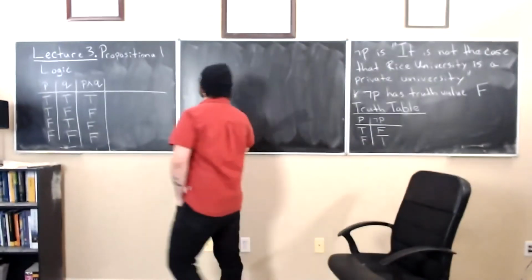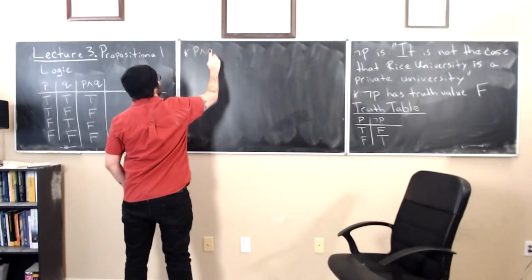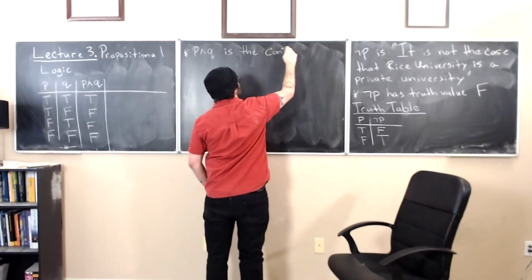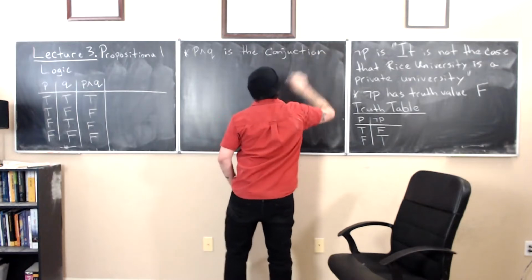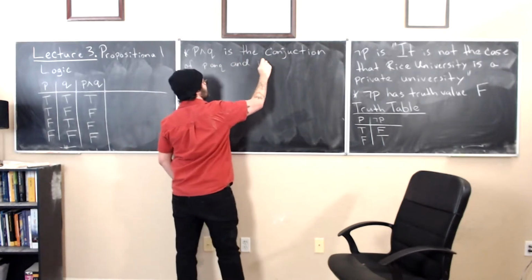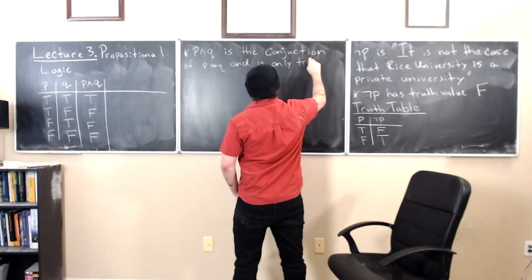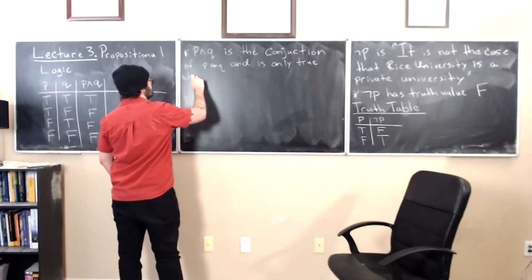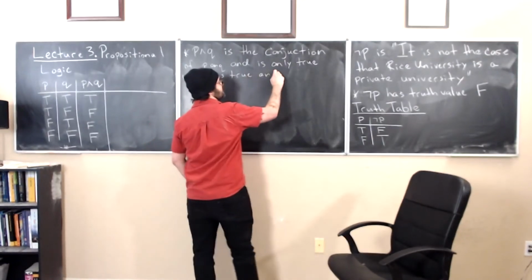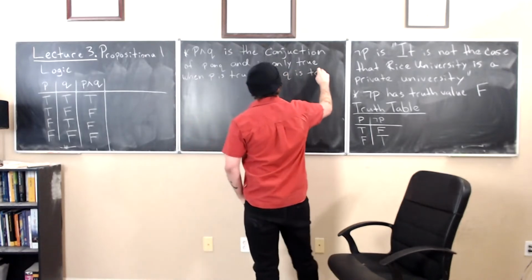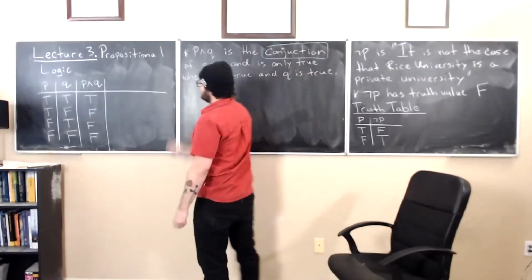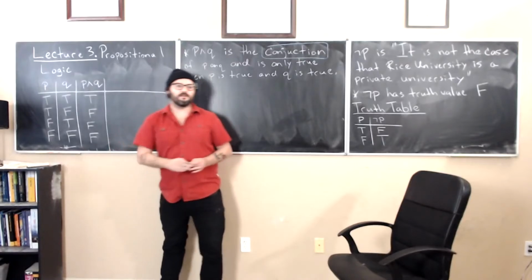So P and Q is the conjunction. That's the name of it. The conjunction of P and Q. And is only true when P is true and Q is true. Okay. So that's the name of that operator. It's the conjunction operator. It's read as P and Q.